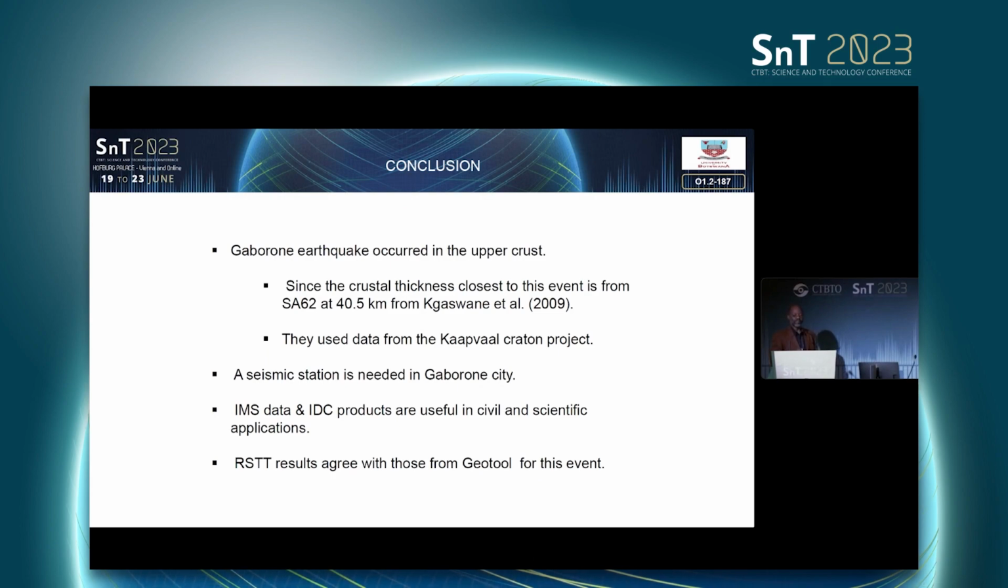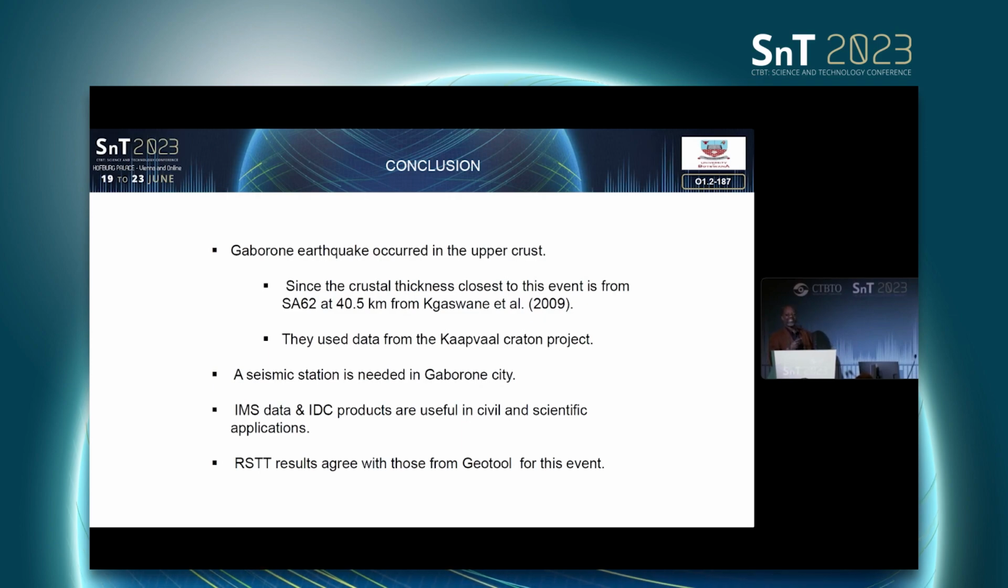This Gaborone earthquake occurred in the upper crust. We infer this from the project of the Kaapvaal Craton. Someone worked on the crustal thicknesses. The closest station to Gaborone is SA62, and it gave a crustal thickness of 40.5, which places this event in the upper crust. They used the data from the Kaapvaal Craton project, which is normally called the Southern African Seismic Experiment.